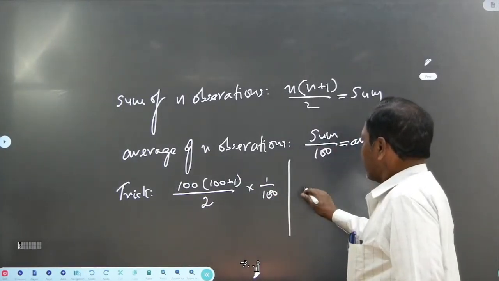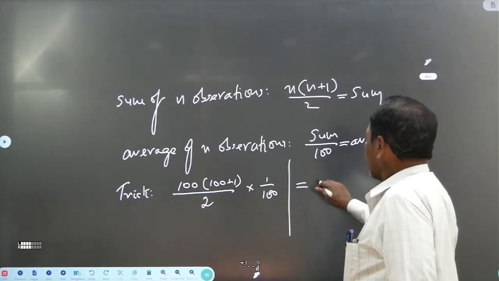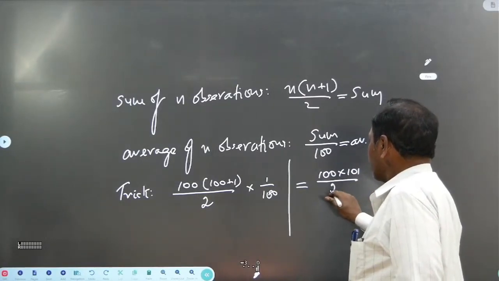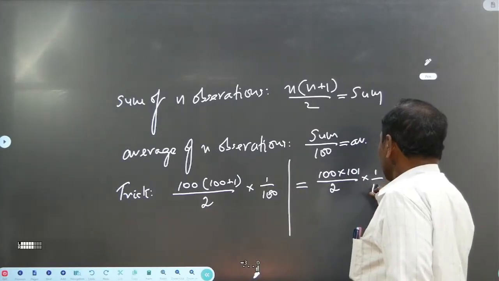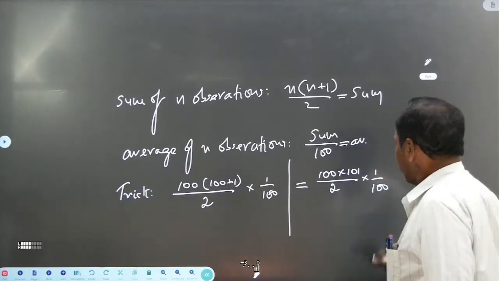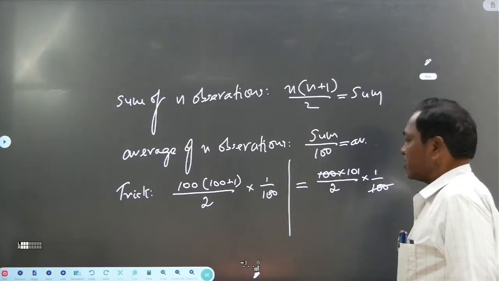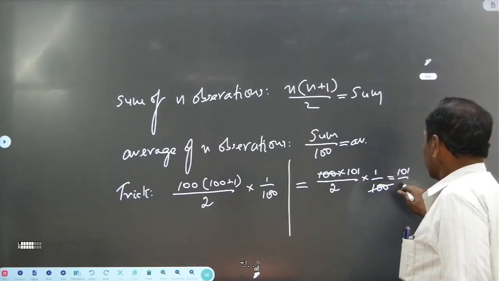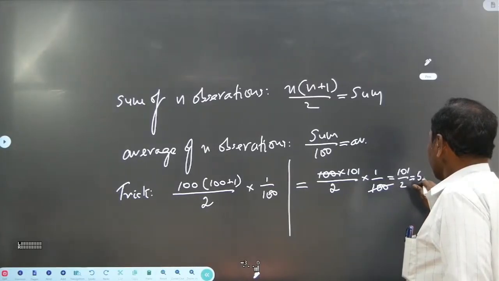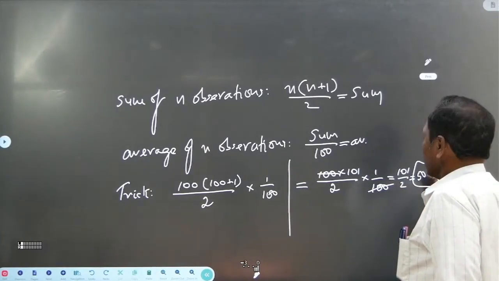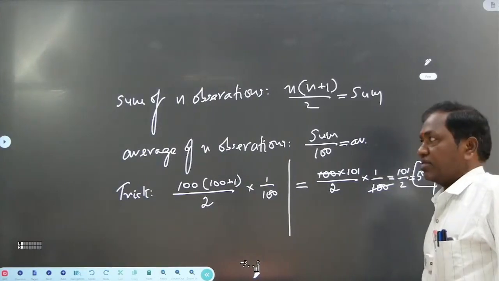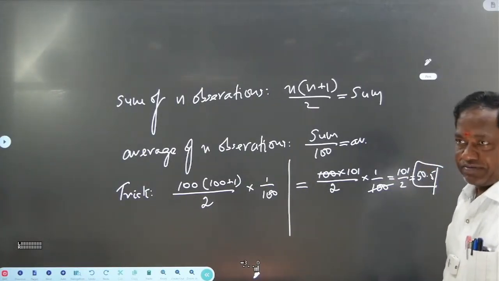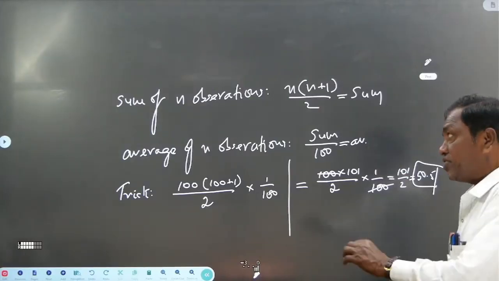Now we can see straight: 100 into 101 by 2 into 1 by 100. What will happen here? 100 gets cancelled. What is remaining? 101 by 2, which means 50.5. This is the thing. And this is also a very lengthy process. This is the traditional process.